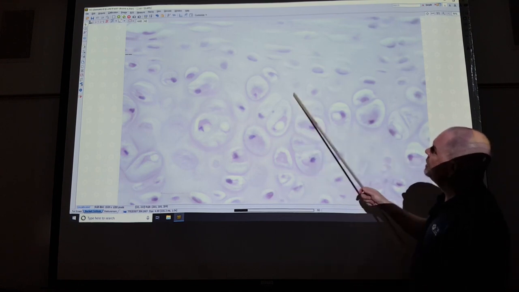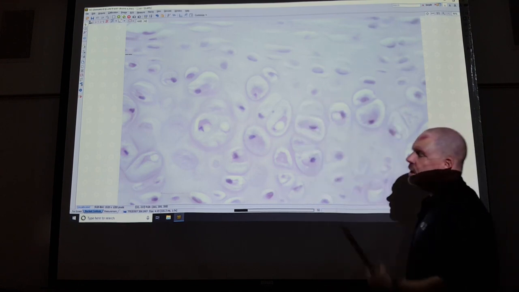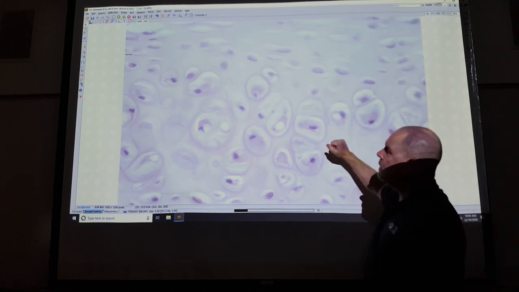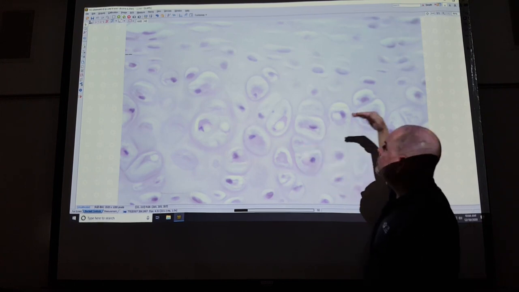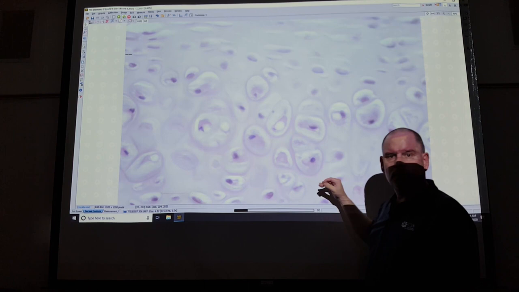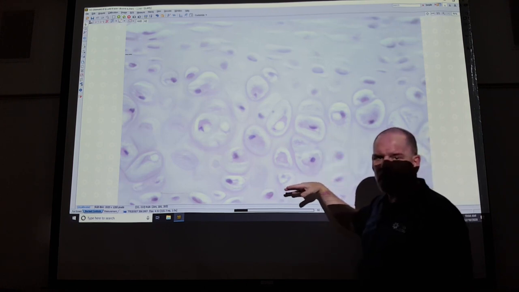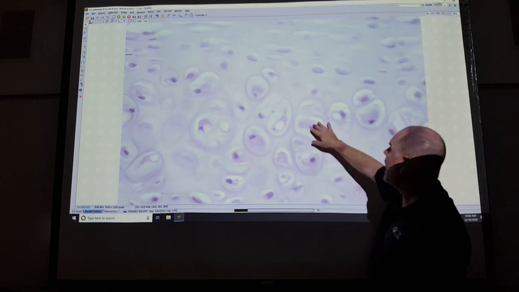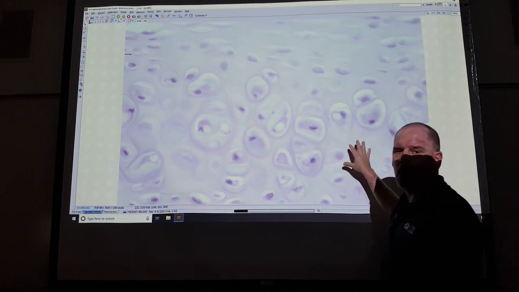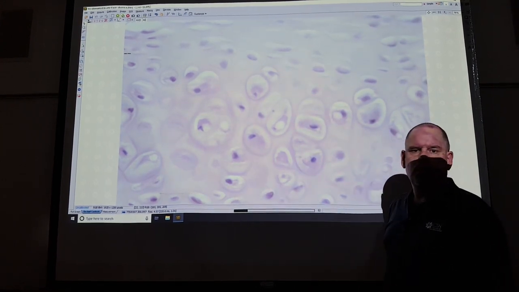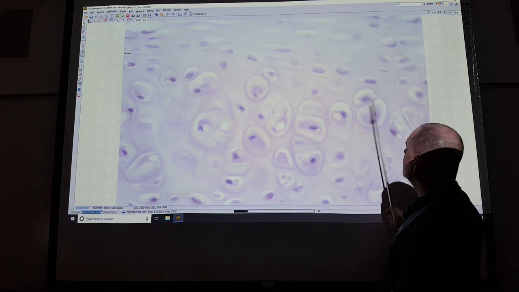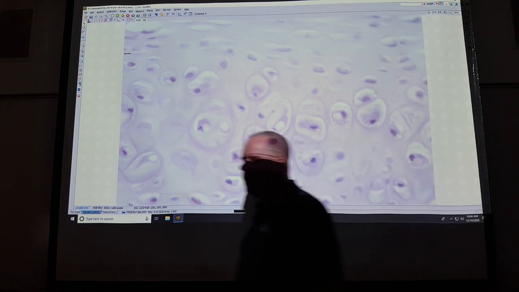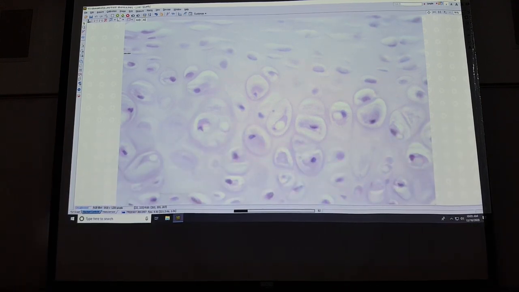They're in an extracellular matrix, which is sort of gelatinous in nature. It stains sort of this light purple color in this preparation, and I do not see any visible fibers. There might be a few fibers in a hyaline cartilage, but because of density things and staining, you normally don't see them. So eyeballs set into jello, hyaline cartilage. I'll say that again. Eyeballs in jello, hyaline cartilage.